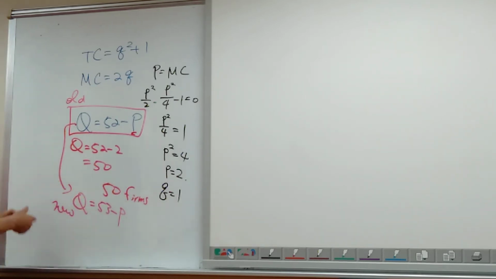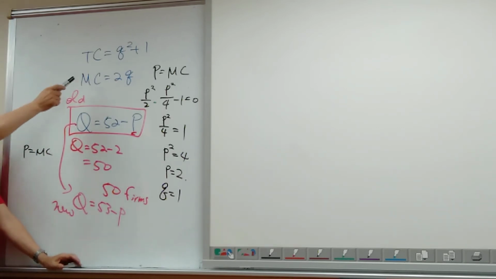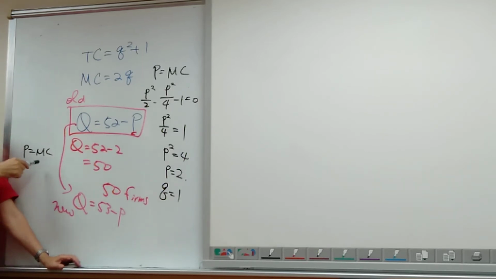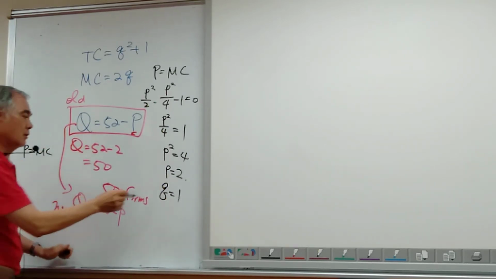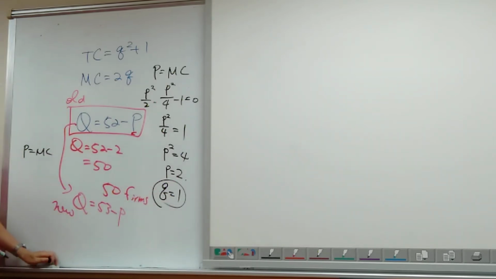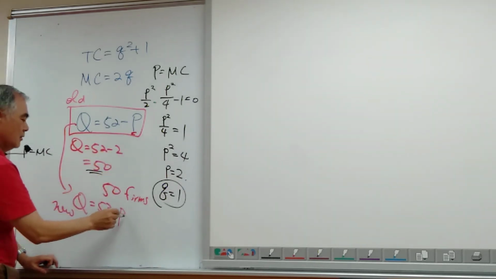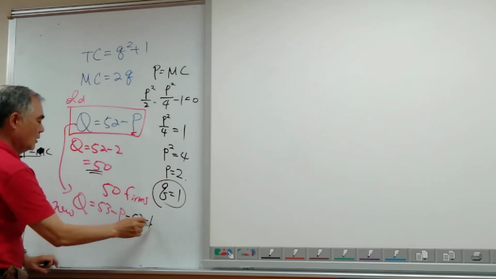Why? Because P is equal to MC, right? For a competitive firm, the cost function does not change, and so P is equal to MC will always be true. And so the price will be equal to 2. And the quantity will be equal to 1. Okay? So originally you have 50 firms, right? How many firms now? It will be the same price, right? So 53 minus 1, so what do you get?